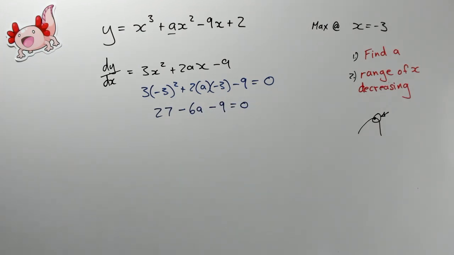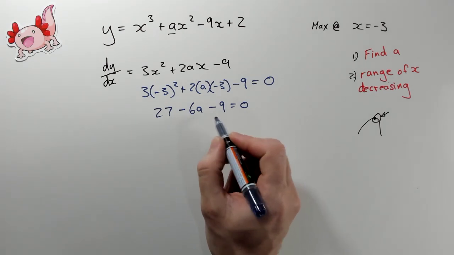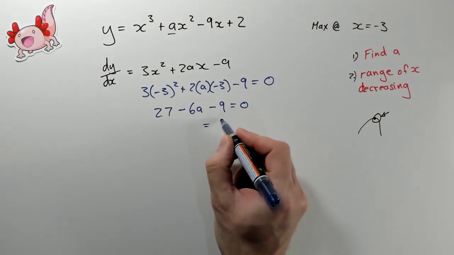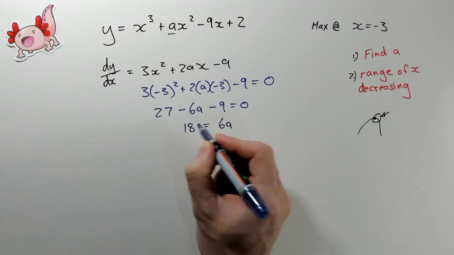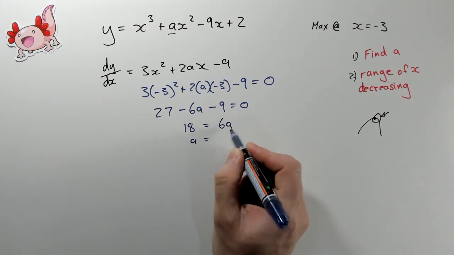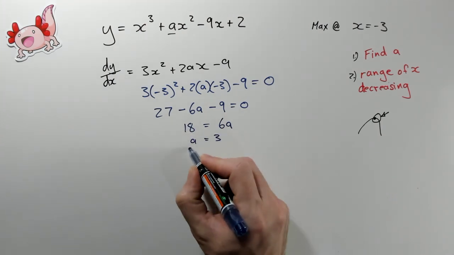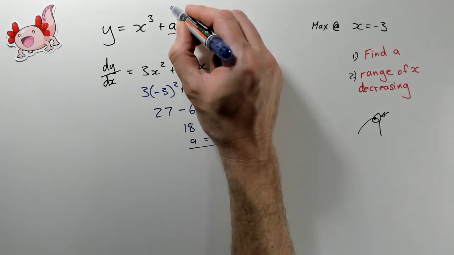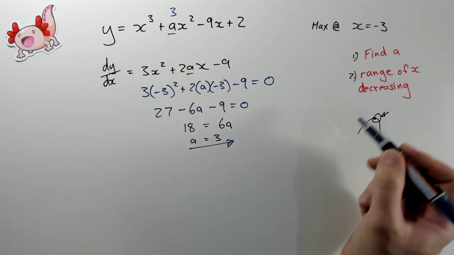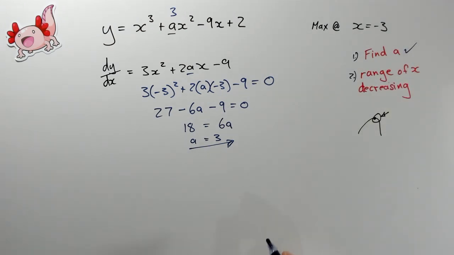And now I can pretty much just solve for a. I'll take a to the other side, then it's positive 6a. 27 minus 9 is going to be 18. So just divide both sides by 6, and a will be 3. So now I know that a is 3. We found a, so yay for us.